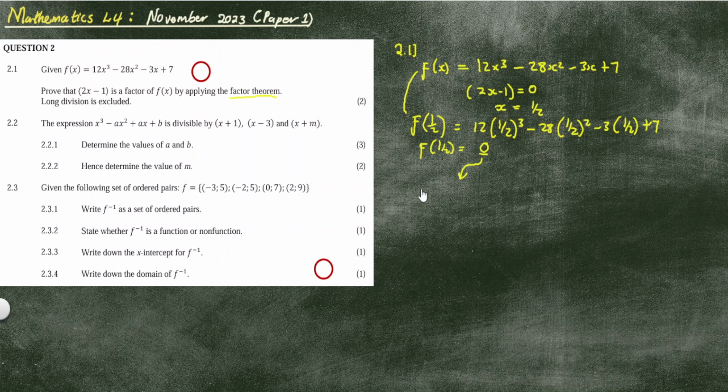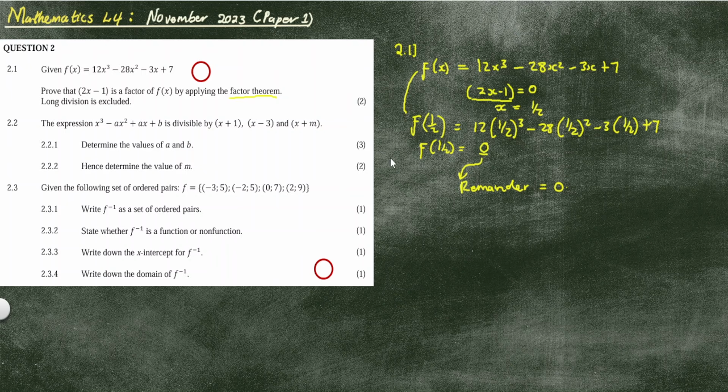This answer that you get is the remainder. If the remainder is equal to 0, it means that what you just substituted into the equation gives your factor. So I have a remainder of 0, which means that I'm dealing with a factor here. Okay, 2.2.